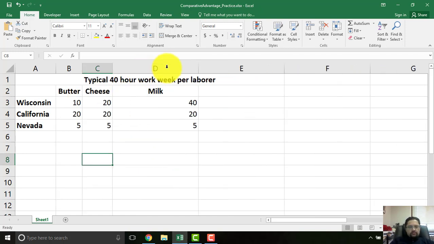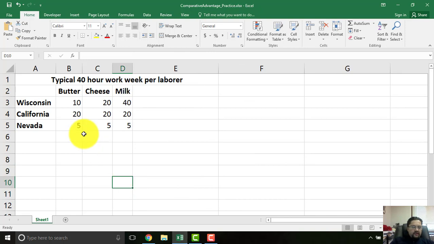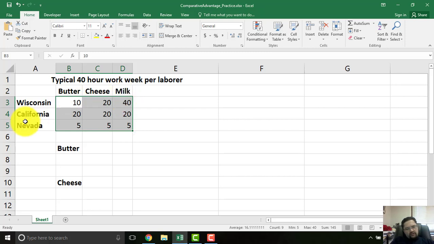Okay, so let's tighten this up here. What we want to know is who has comparative advantage. Now I'm going to ask about comparative advantage for butter and cheese. So I don't care about milk. This could be a typical situation where you have too much data. Like we don't care about who can produce the milk.